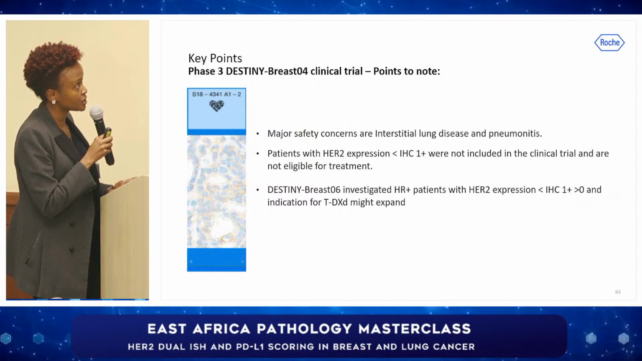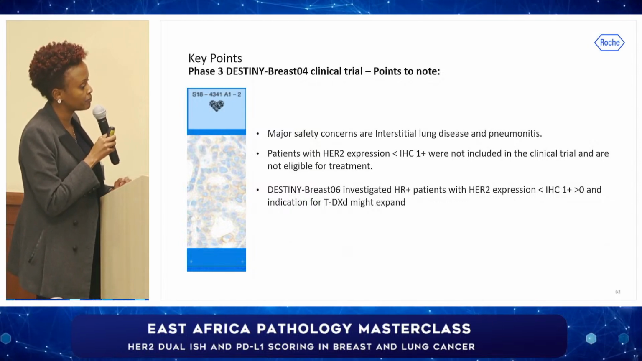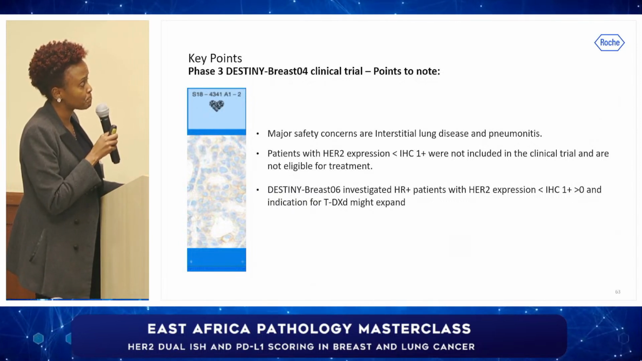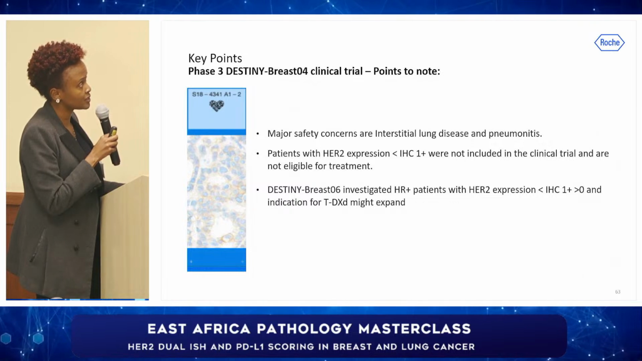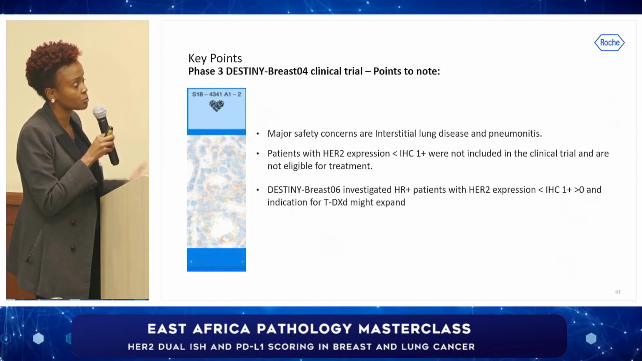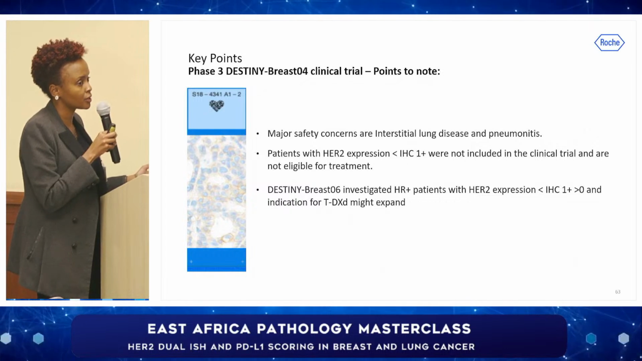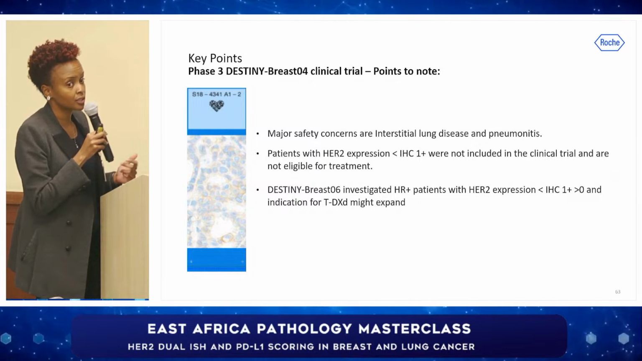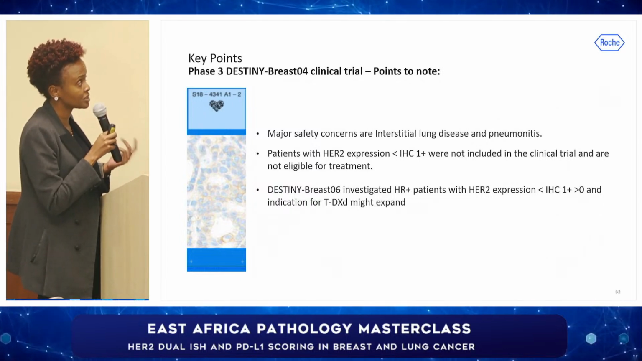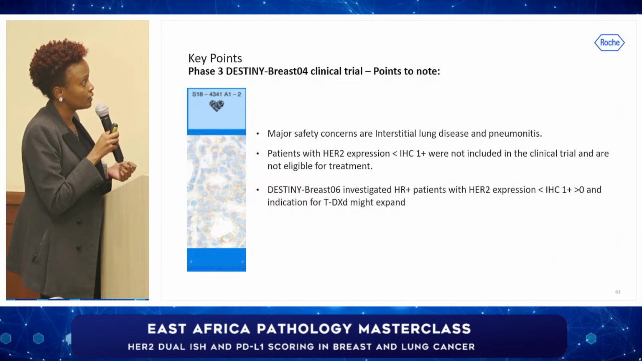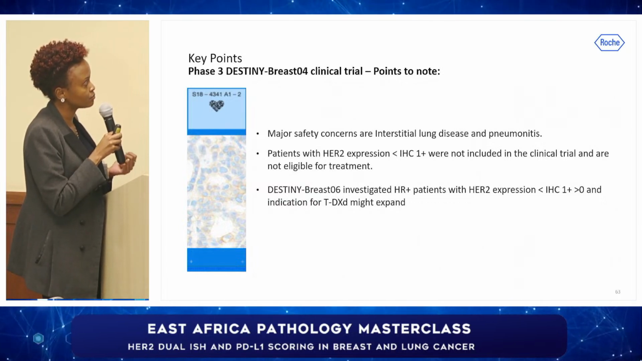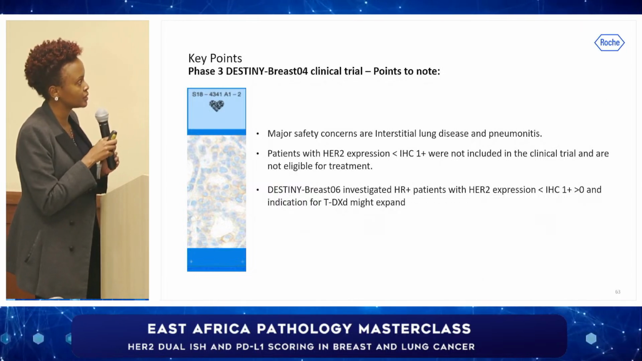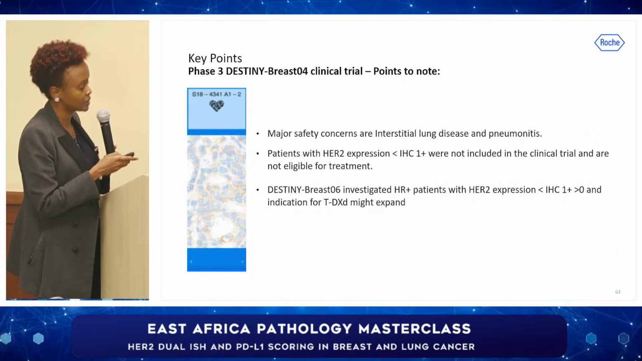There were major safety concerns with this particular drug, and that is interstitial lung disease and pneumonitis. And another key point to note is that patients with HER2 expression less than 1+, okay, that is your ultra low, were not included in the clinical trial and so are not eligible for management with TDXD, okay? The Destiny trial 6 is currently investigating those patients, so we might see something new with regards to their treatment.